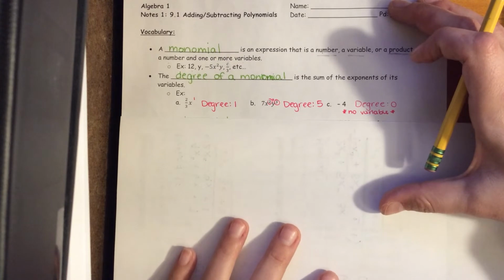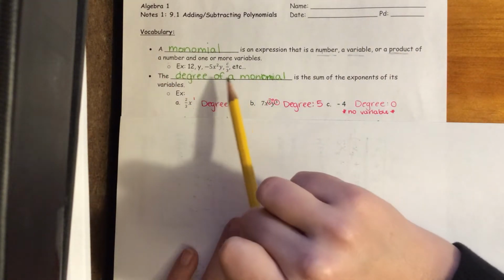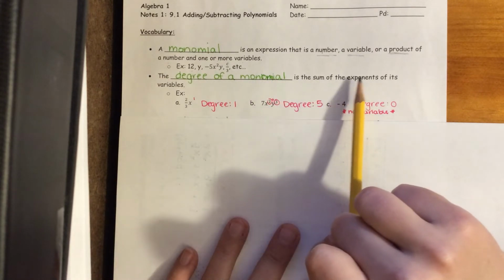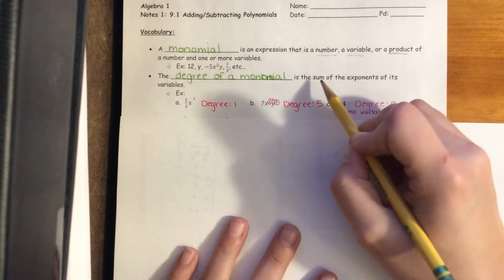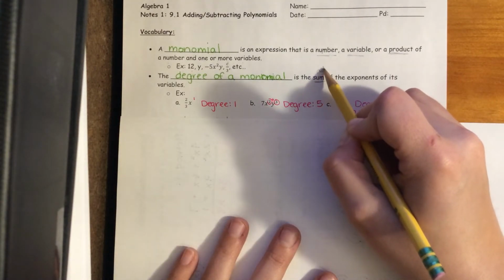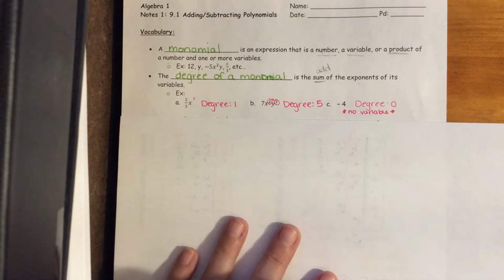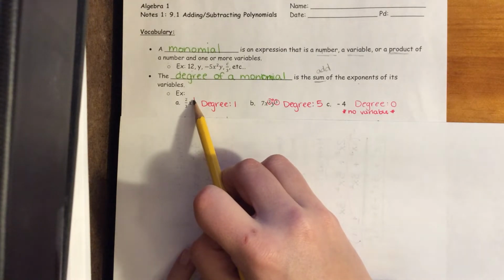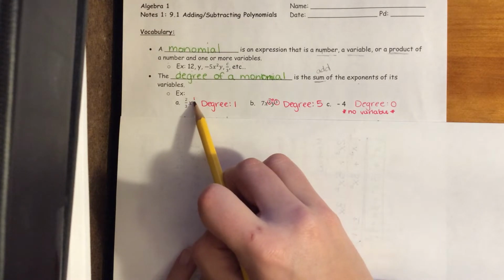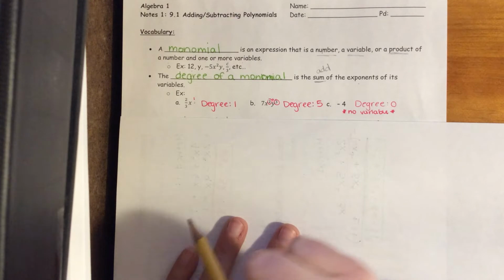Let's talk about the degree of a monomial. What does degree mean? The degree of a monomial is the sum of the exponents of its variables. So you only take the sum, which means you add the exponents of just the variables together. In this first example, we have 2/3 x with no exponent. Well, we know that when we don't have an exponent listed, our exponent is 1, so therefore our degree is 1 because x is our only variable.